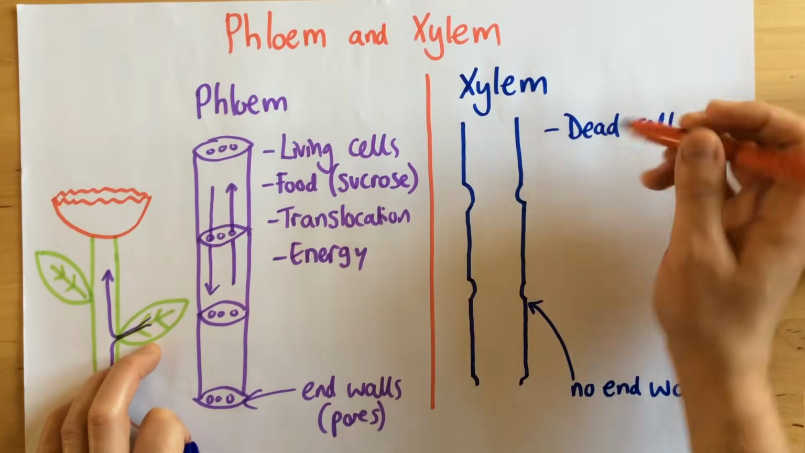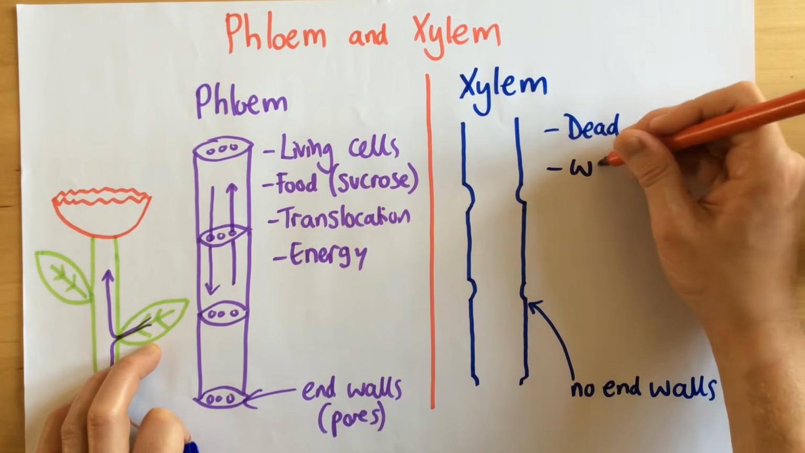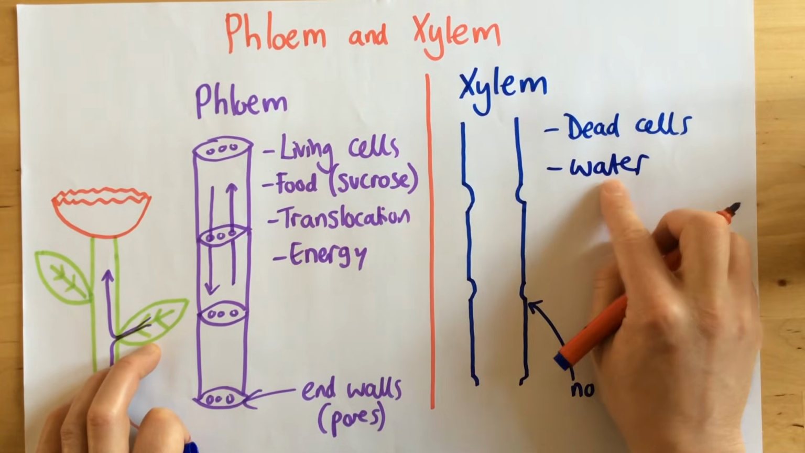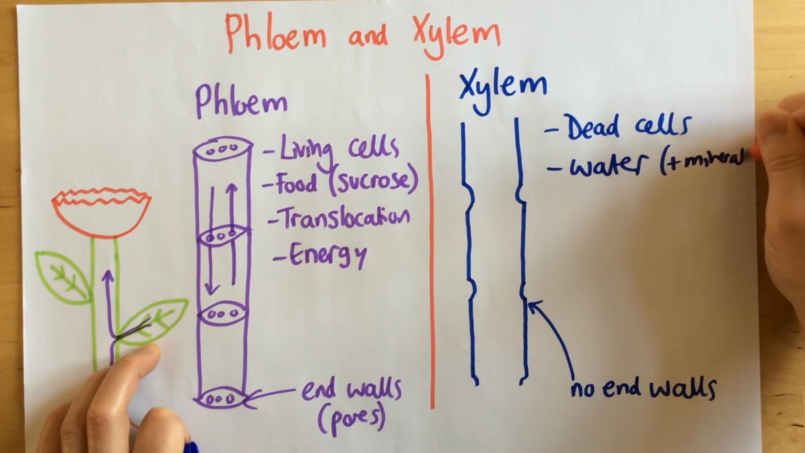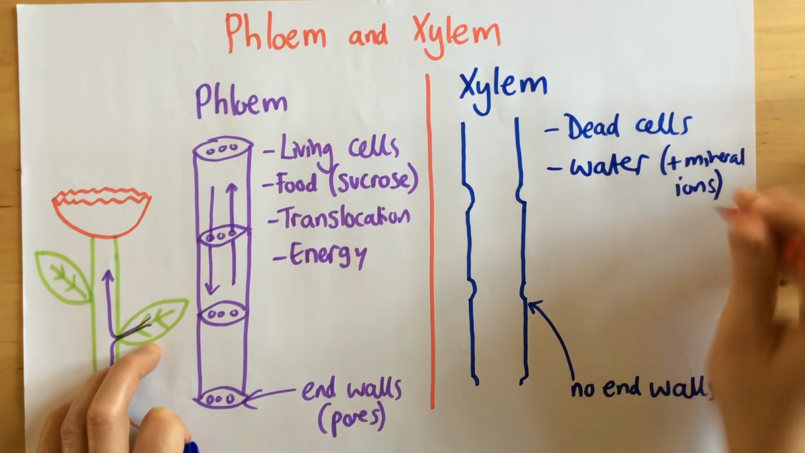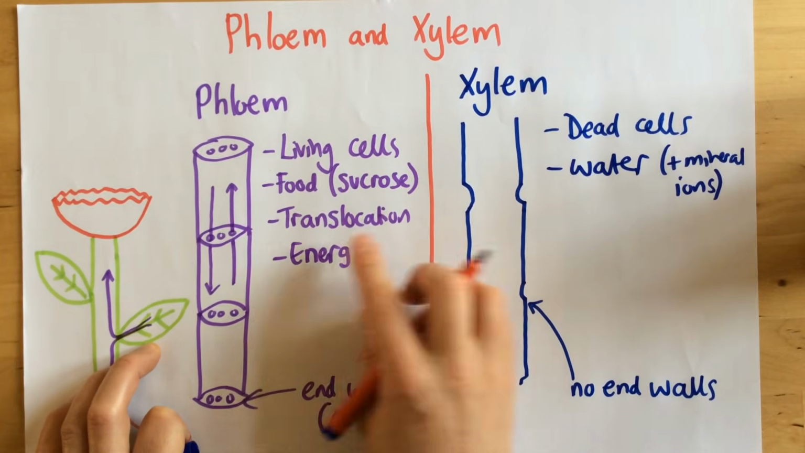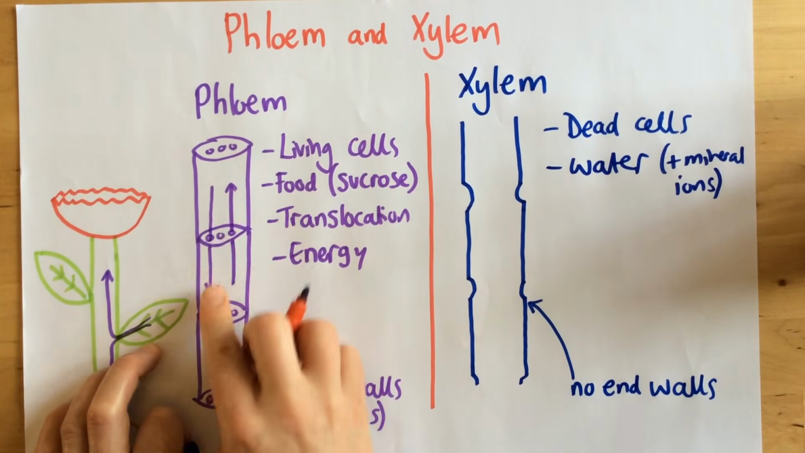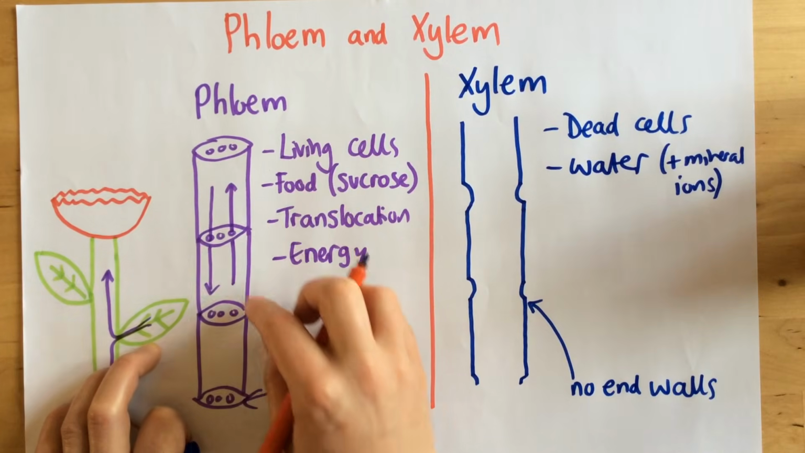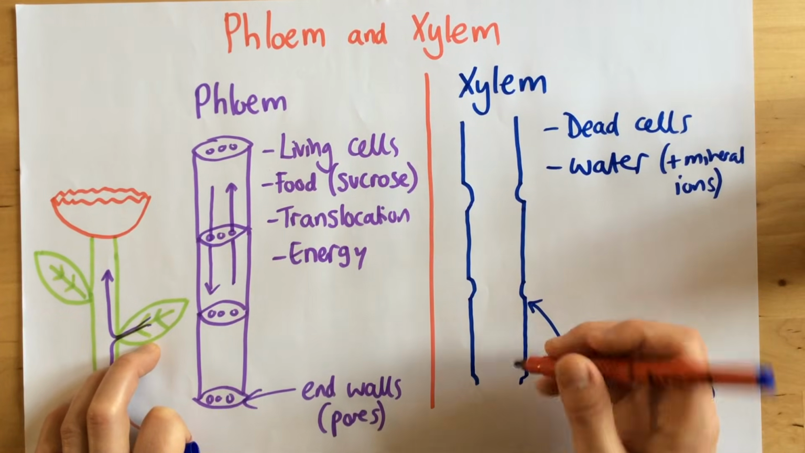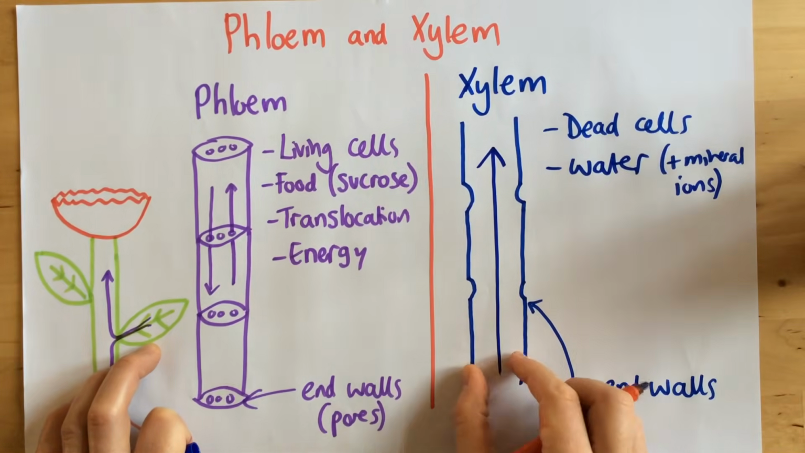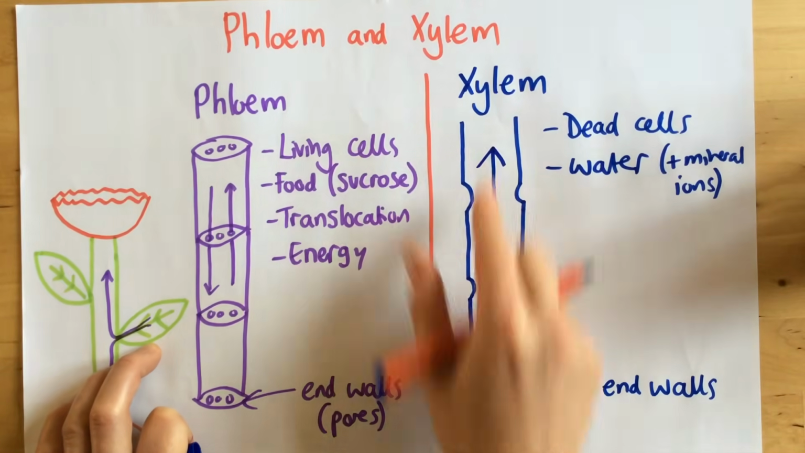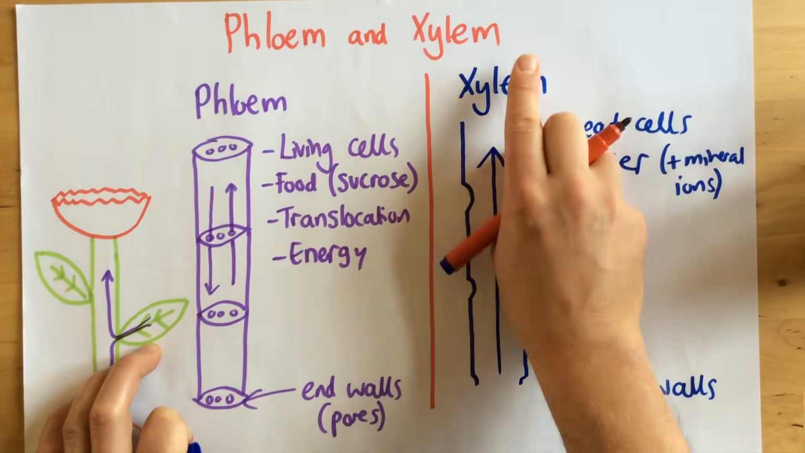Now, rather than transporting food, xylem transport water only. But within the water, there are mineral ions which are dissolved within the water. Now, unlike phloem tubes that can transport substances both up and down, xylem only transfer water up. The way I always think about xylem is like a straw just sucking up in one direction.